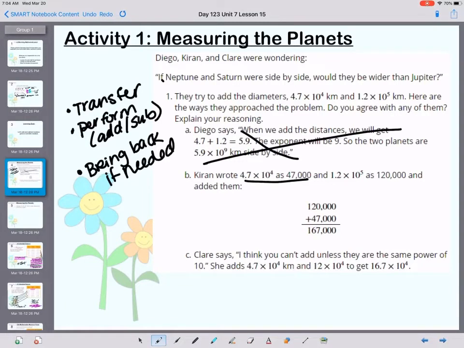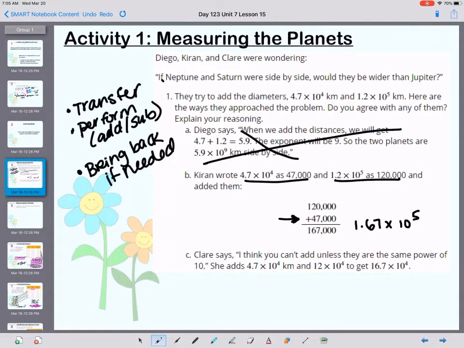So this is the idea of transfer. Transfer it to standard form, transfer it to standard form, then add them, so perform the operation, and then bring it back if needed. In this case, we don't really need to bring it back, but if we wanted to, I can bring this back to scientific notation, which would be 1.67 times 10 to the 5th power.